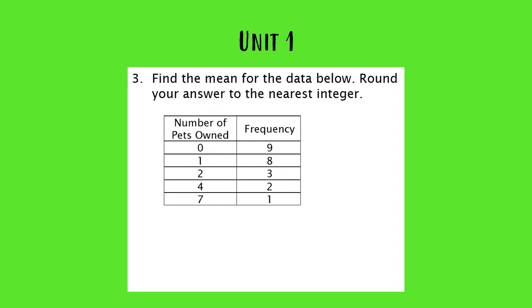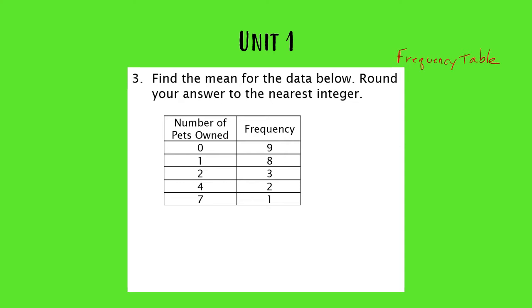Find the mean for the data below. Round your answers to the nearest integer. So first thing you need to know is, what is this? This is a frequency table. And a frequency table basically is just a table that tells you how often something happens.